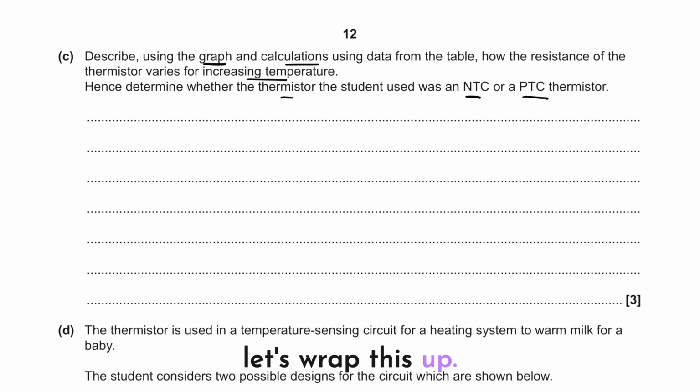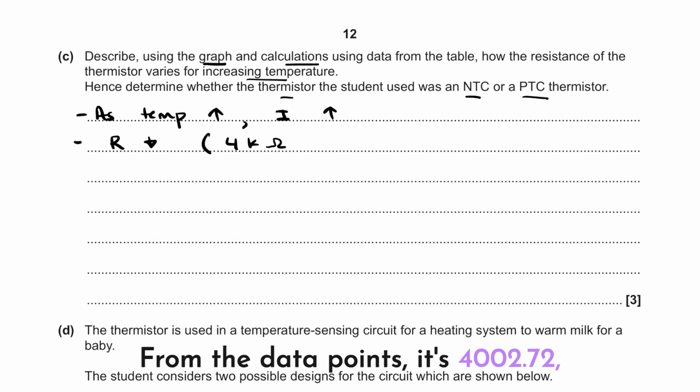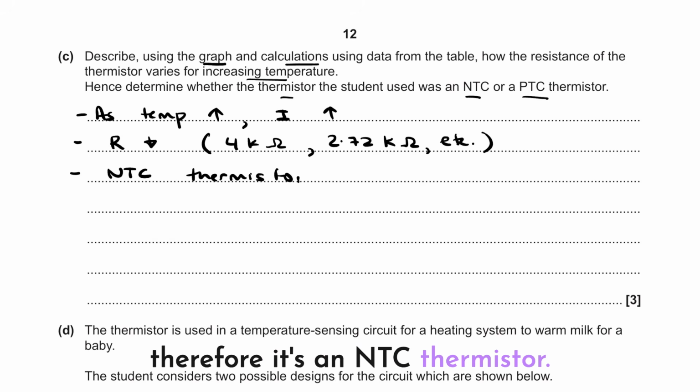Let's wrap this up. So as temperature increases, current also increases, and resistance decreases. From the data points, it's 4,000 and 2.72 kilo ohms for the next values, and therefore it's an NTC thermistor.